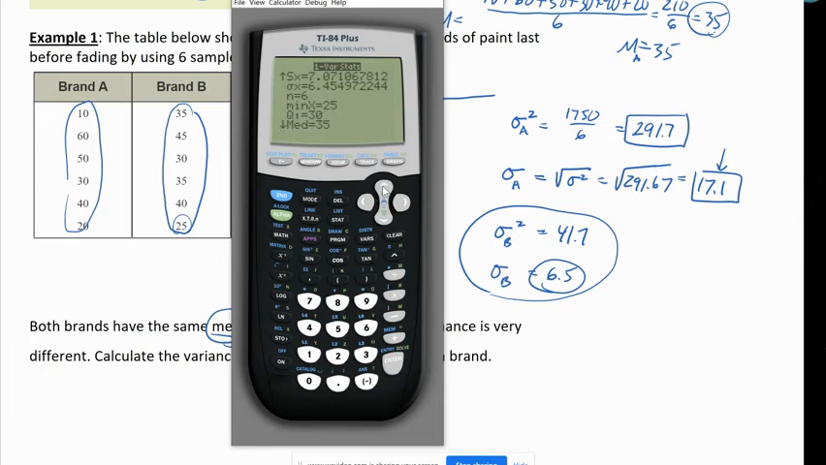So it gives you the standard deviation. To get the variance, you would just square it. So you would take this number, 6.45497, square it, and that would give you the variance. So the calculator gives you standard deviation; square it if you want to get the variance.